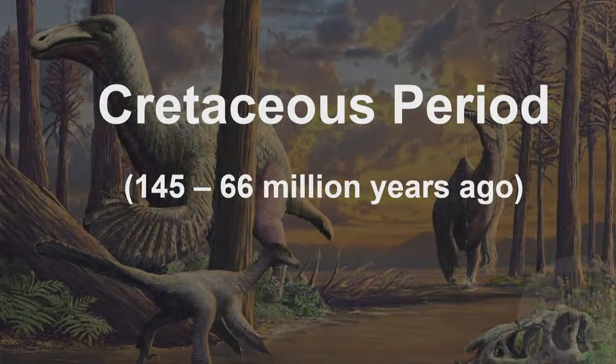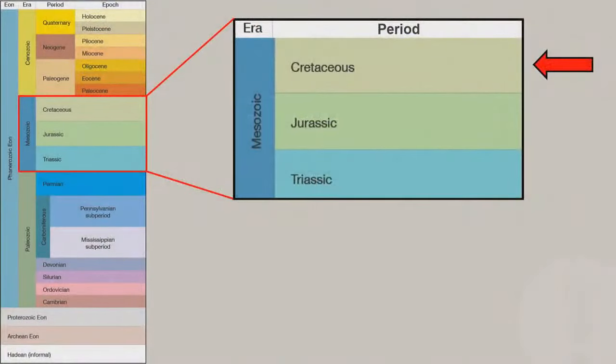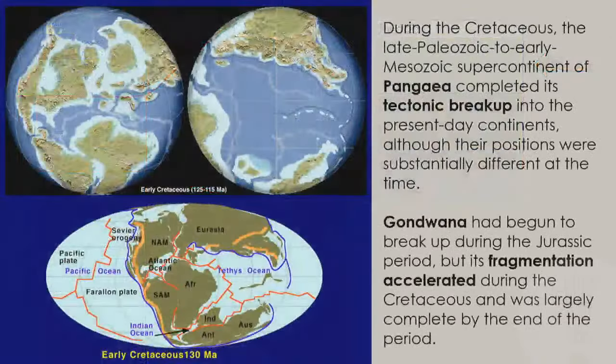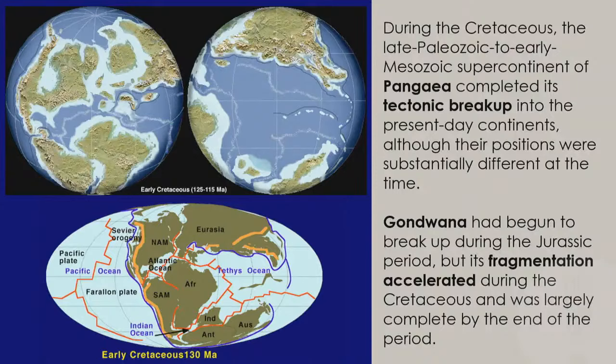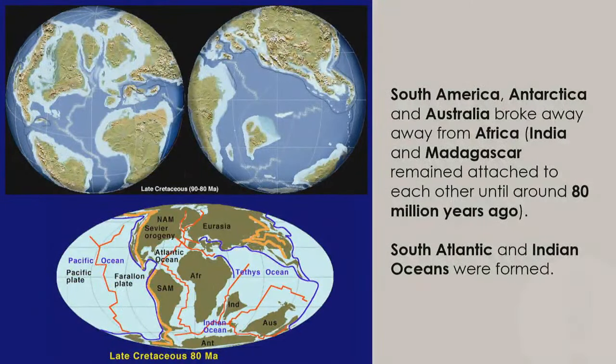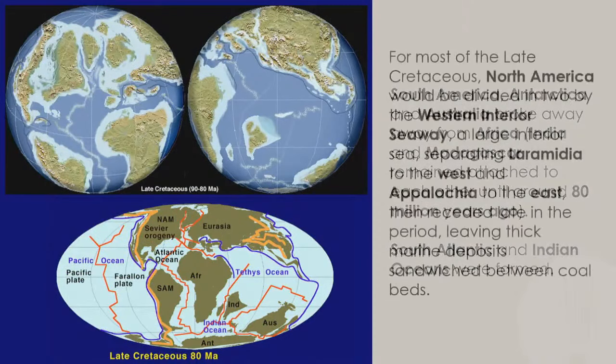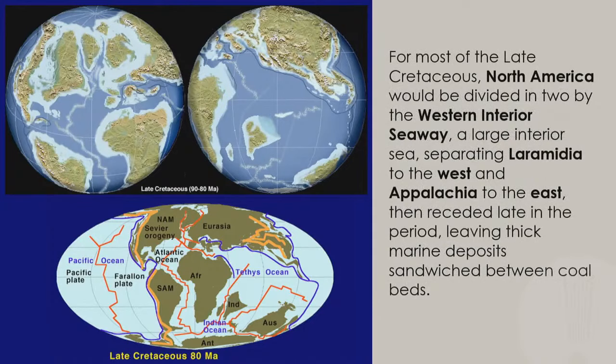So now we're moving on to the Cretaceous period, the last period of the Mesozoic era. Pangaea had completed its tectonic breakup into the present-day continents, although their positions were still very different than they are today. South America, Antarctica, and Australia broke away from Africa. The South Atlantic and Indian Oceans were formed. North America was still divided in two by the Western Interior Seaway.